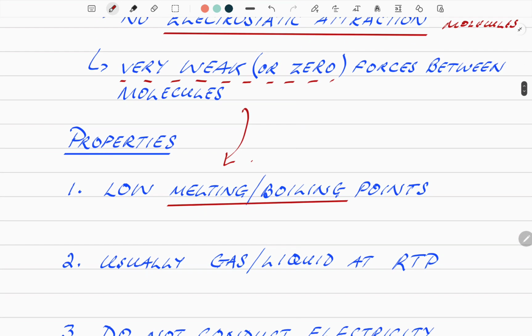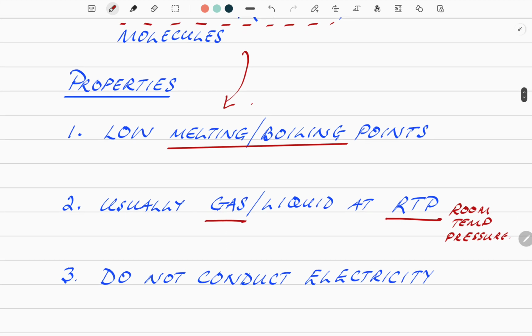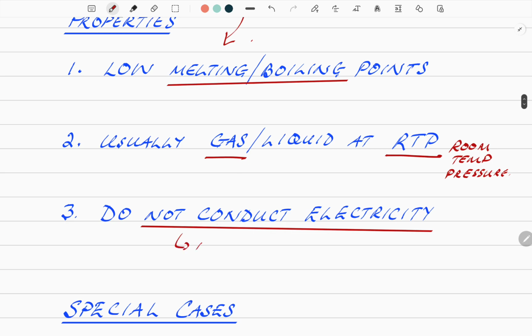A very important point about simple covalent substances is that they have low melting and boiling points. As a result, they are usually gases at room temperature, sometimes liquid. Room temperature and pressure, that's RTP. And they do not conduct electricity, because there are no charged particles.